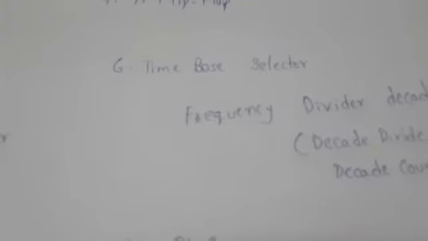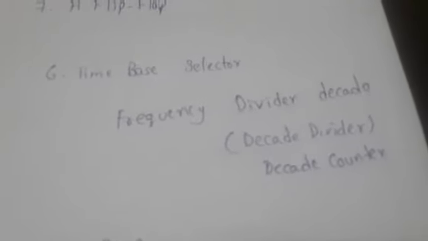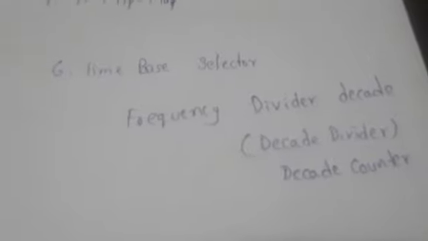And the outputs are taken from each decade frequency divider by means of a selector switch. Any output can be selected. Here the frequency divider is also called a decade divider, and each decade divider has a decade counter.